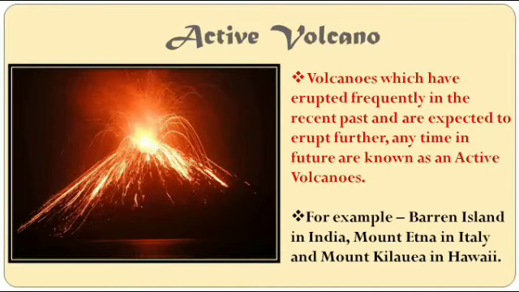Volcanoes which have erupted frequently in the recent past and are expected to erupt further anytime in future are known as active volcanoes. The examples we can study here are Barren Island in India, Mount Etna in Italy, and Mount Kilauea in Hawaii. Barren Island is in Andaman and Nicobar in India.